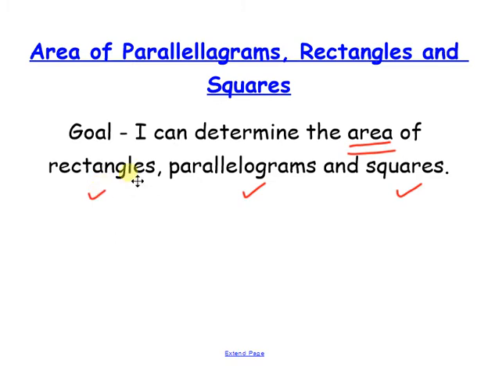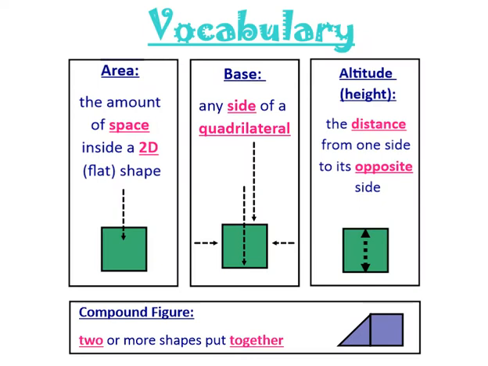The formulas for a rectangle, a parallelogram, and a square are all very similar to each other. So we're going to deal with those in this lesson, and then we're going to do a lesson on the area of trapezoids separately because the formula is so different. Okay, so let's talk about some basic vocabulary before we move on.